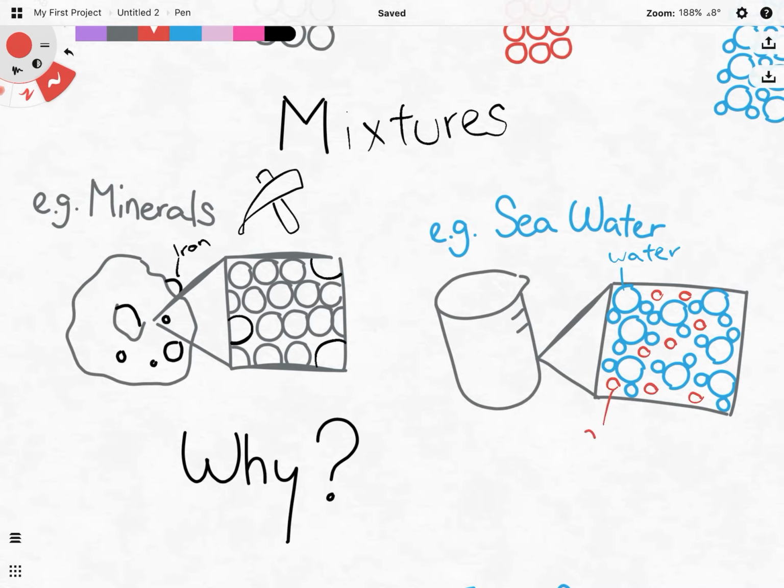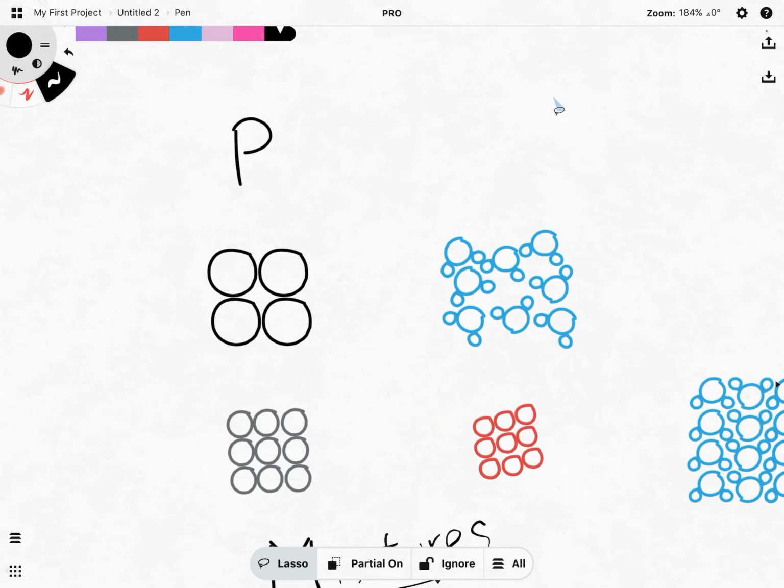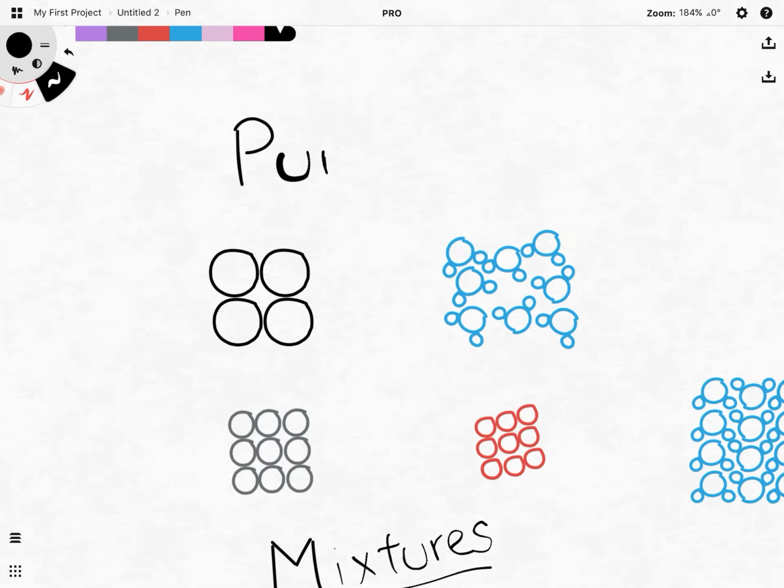But what if I just want salt? What if I just want the salt for seasoning my food? What if I just want the water for drinking? Well, drinking seawater is quite dangerous. So you see, this is why we want to carry out separation techniques. Why? Because at the end of the day, most things exist as mixtures, and we want pure substances.